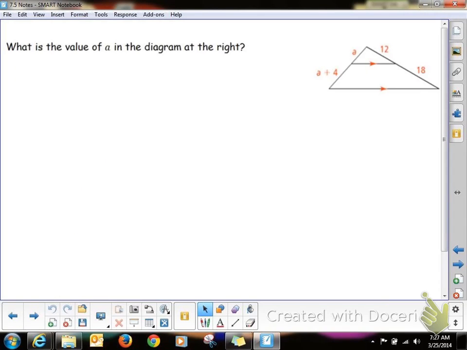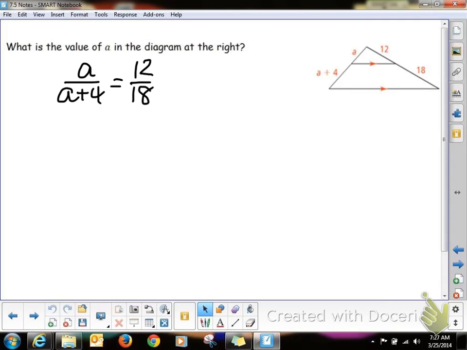Let's try this next one. What's the value of A in the diagram at the right? So you want to set up your proportion the same way we just did in the last one. These are parallel lines, and therefore when they are cut by these transversals, we know a whole bunch of stuff about their angles, but we also know that they cut these proportionally. So take a minute and set up your proportion. Pause the video, see if you're correct.